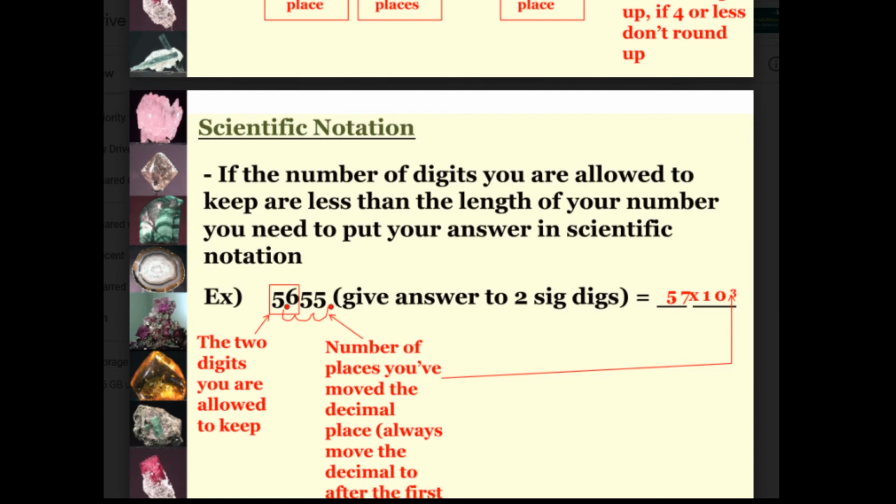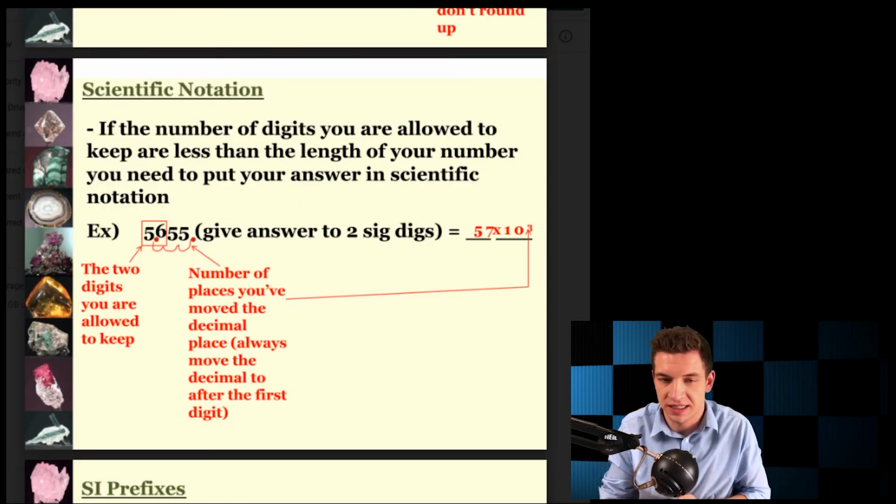So what we need to do is we need to round our original answer normally to 5.7. 5.655, we're going to turn that to 5.7, and then we're going to put it 10 to the power of something. Now, how do we discern what power to put in our scientific notation? Well, it is actually the number of decimal places that you moved to get your original answer to be between 1 and 10.